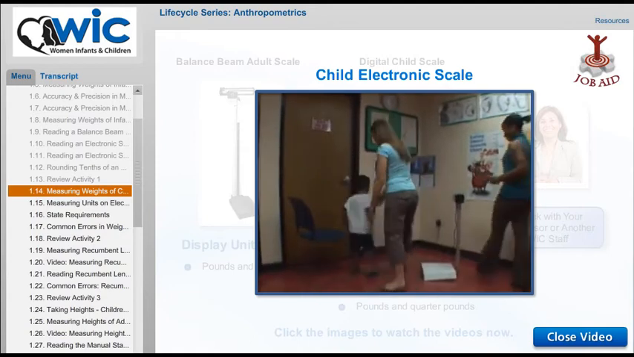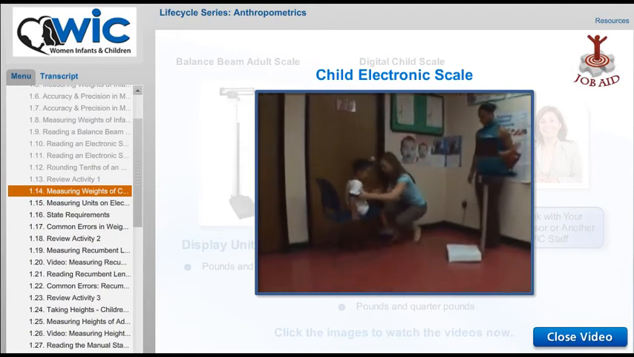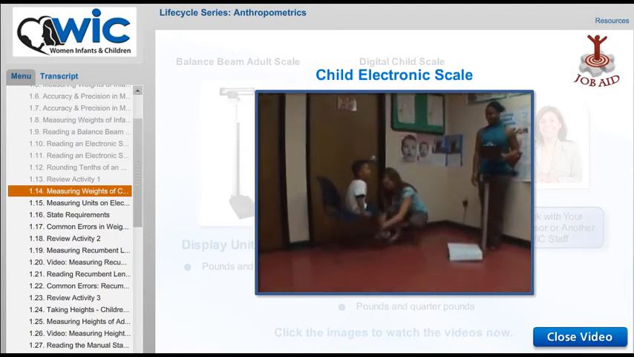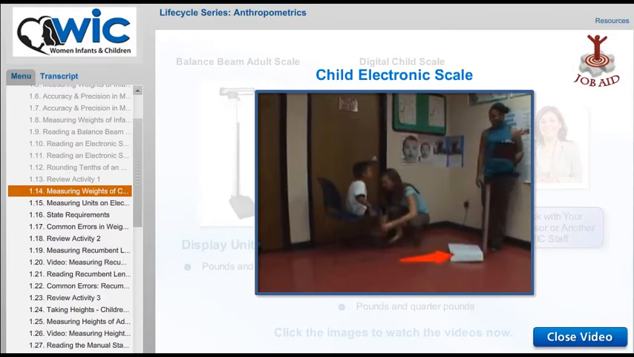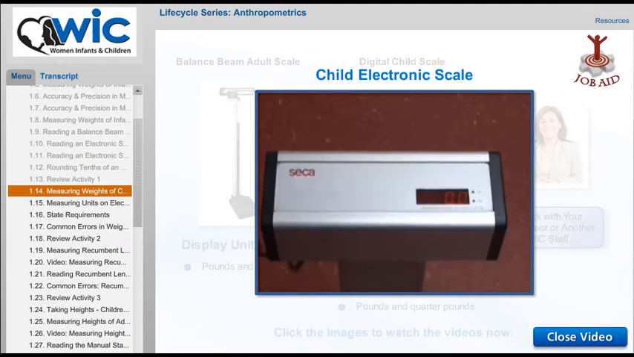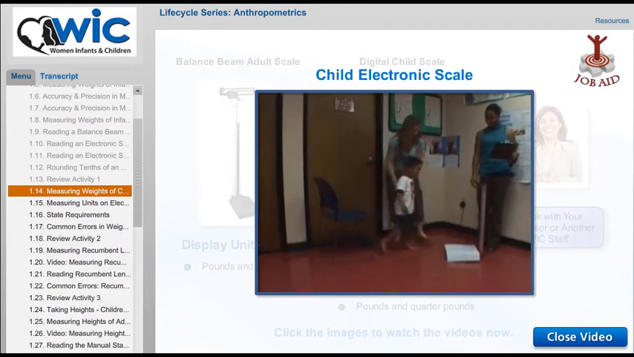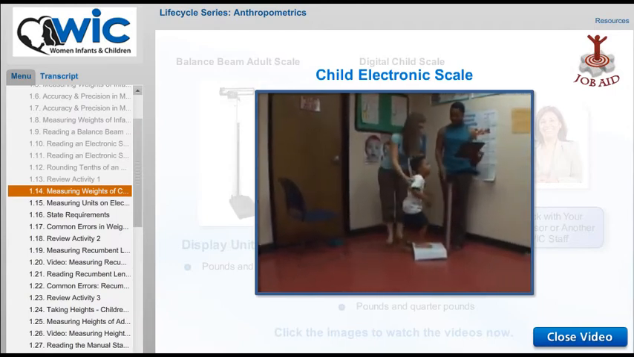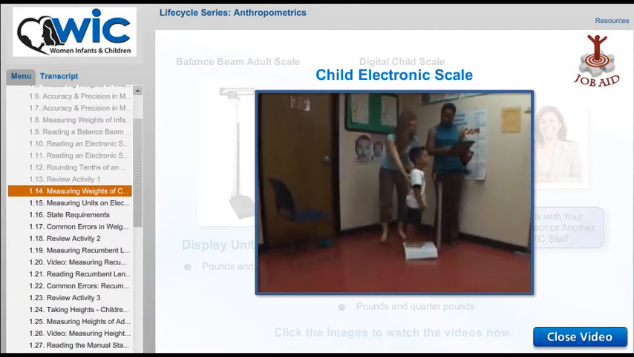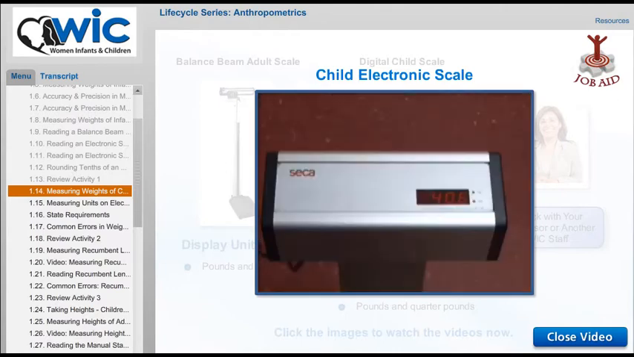Before weighing, have the caregiver take off the child's shoes or any heavy clothing like jackets or sweaters that might affect the child's weight. Make sure a paper liner is placed onto the scale before weighing and that the scale is on and set to 0. Have the child step onto the scale and remain still until the scale finishes adjusting, which is usually a couple of seconds. Depending upon the type of electronic scale you'll be using, this measurement will be displayed in pounds and ounces or pounds and tenths of a pound as pictured here.